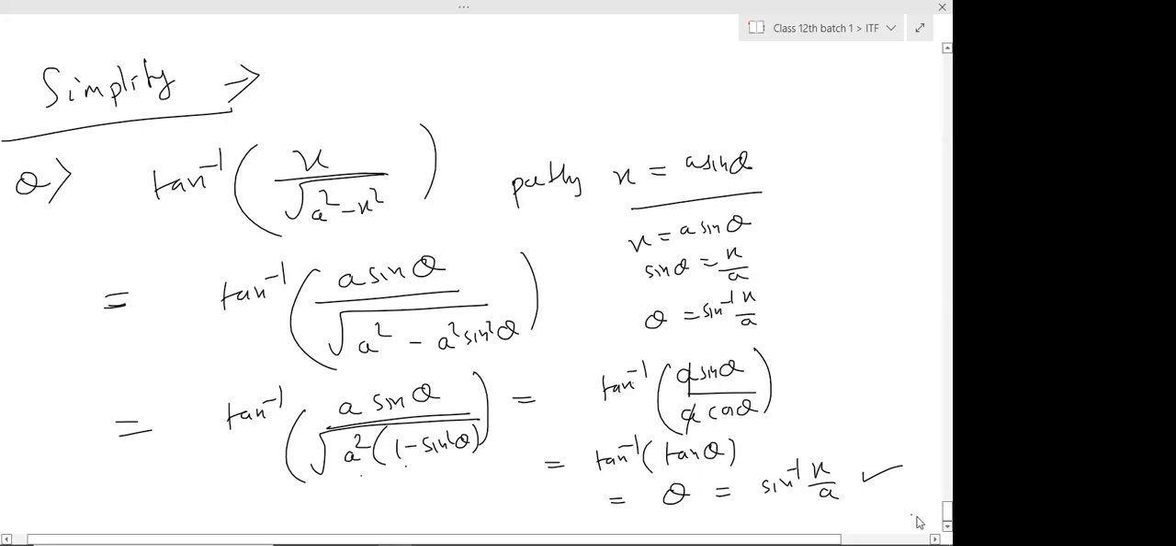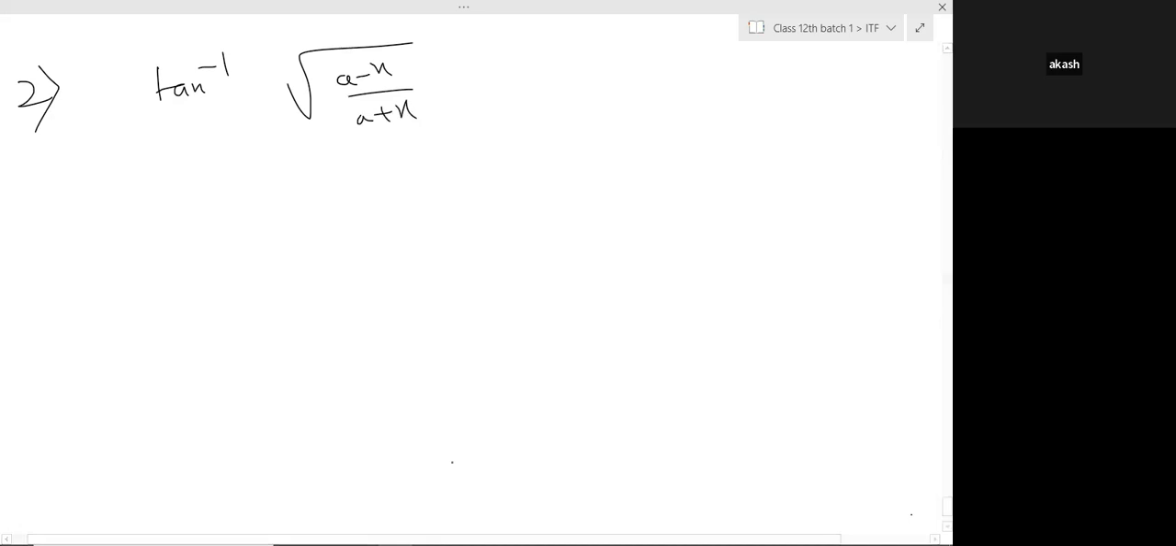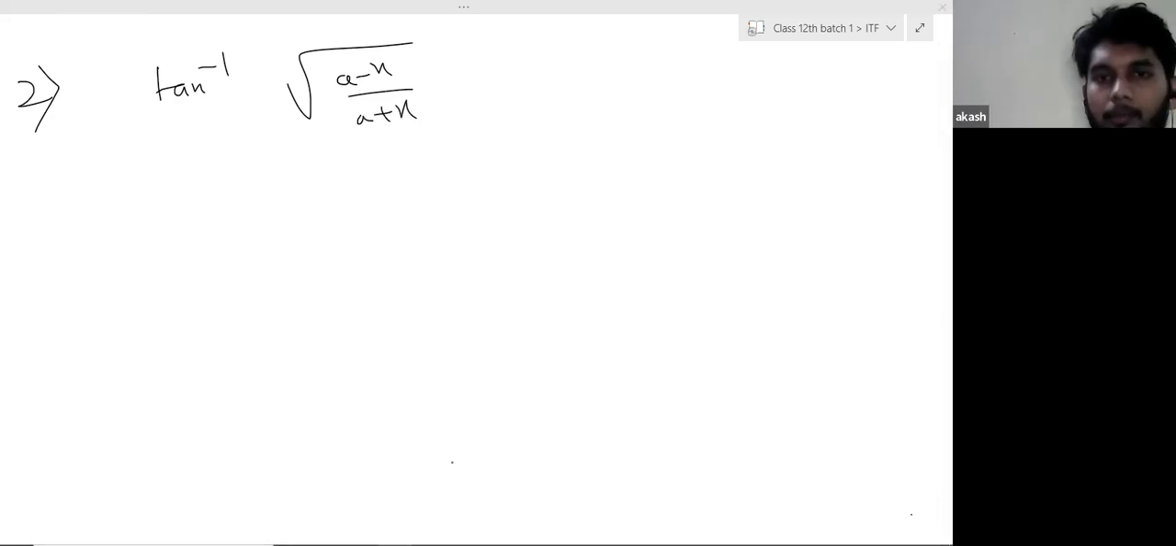Solve another question. Tan inverse of under root a minus x upon a plus x. Right, and you have to solve this. Think about the substitution. I've given you the substitutions. Just put the value, use some trigonometry, and you'll get the answer. All right. Tell me when you are done.